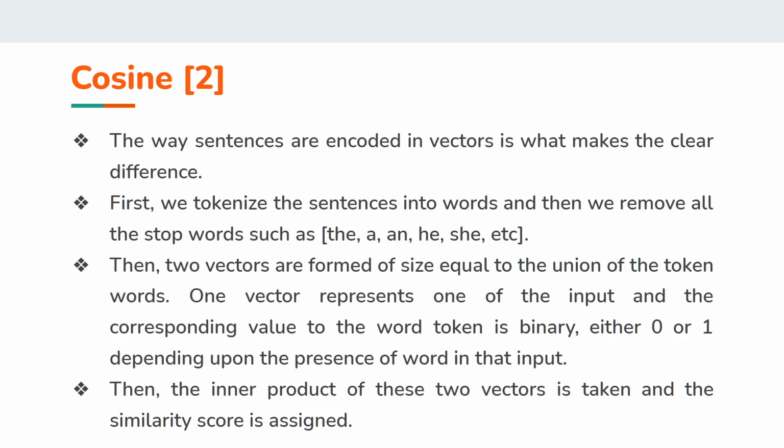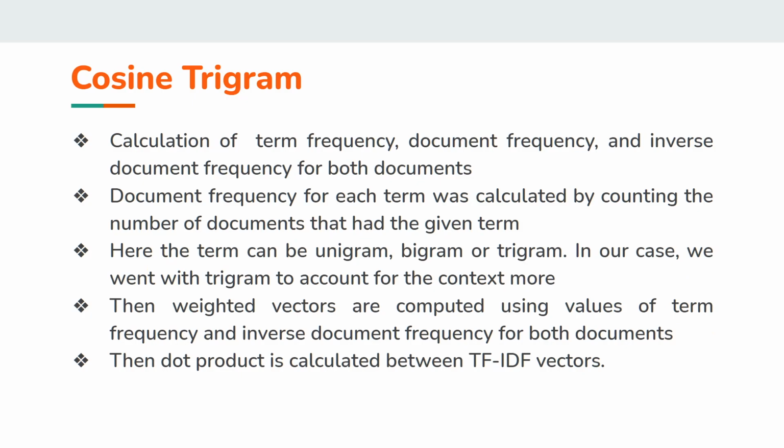Now cosine 2. Cosine 2 also works with the same concept as cosine 1. First, we tokenize the sentences into words and then we remove all the stop words such as the, a, and, etc. Then these two vectors are formed of equal size to the union of the token words, and for each vector it would represent one if the word is present or not. Basically, instead of focusing on the frequency, cosine 2 just focuses on whether a particular word is present or not in a script. And then we finally take the inner product of these two vectors and the score is generated. Cosine trigram.